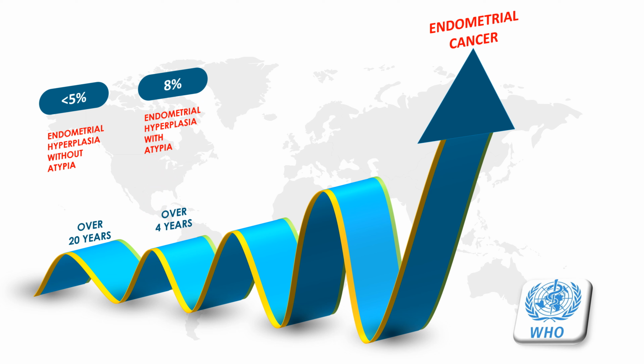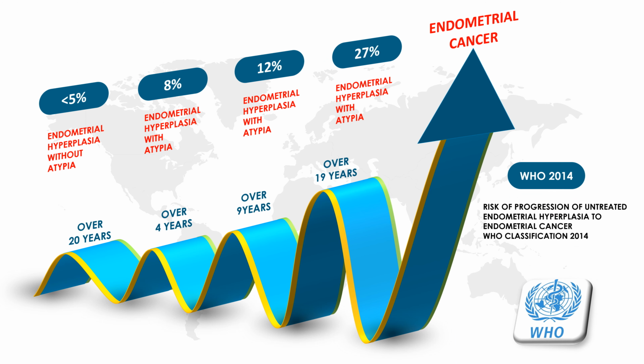The risk of progression of endometrial hyperplasia with atypia over 4 years into endometrial cancer is 8%. The risk of progression of endometrial hyperplasia with atypia over 9 years is 12%. And the risk of progression of endometrial hyperplasia with atypia into endometrial cancer over 19 years will be 27%.